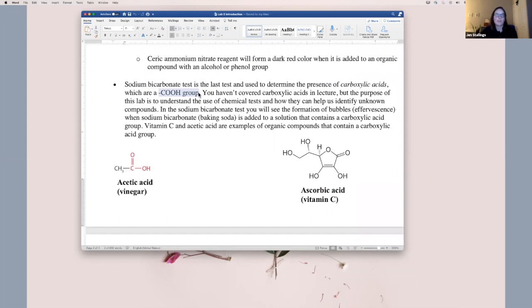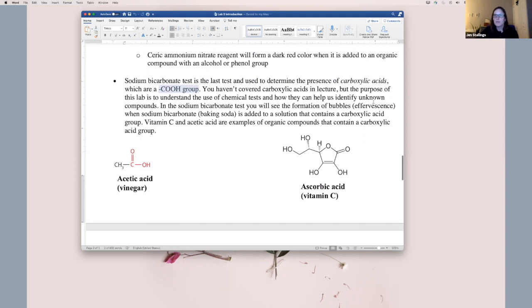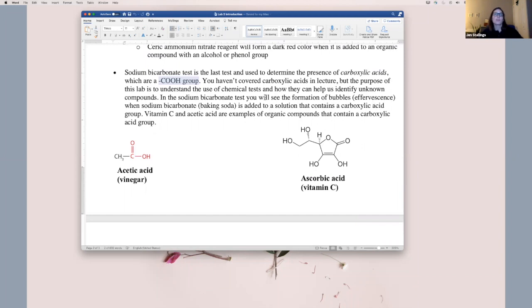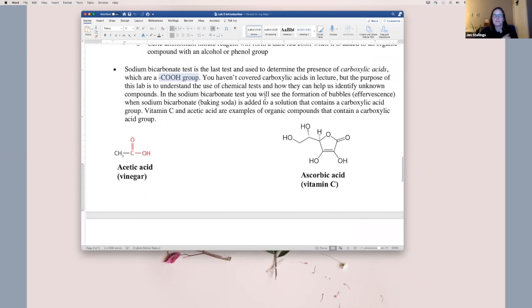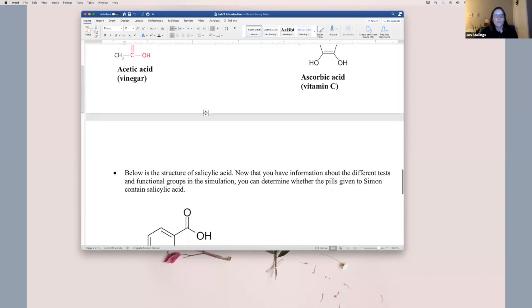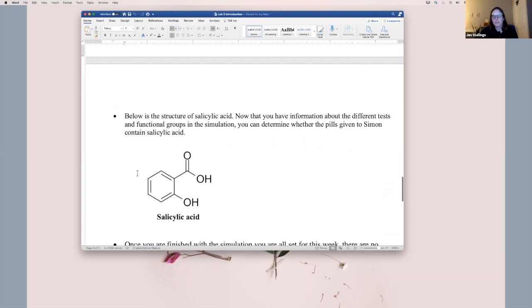Anyway, just know that the COOH group is a carboxylic acid. In the sodium bicarbonate test, you're going to see bubbles forming. When those bubbles form, you know that there is a carboxylic acid present in the compound. So here is the salicylic acid. That is what you're testing for. Yeah, this is a carboxylic acid here. See the C double bonded to an O and then to an OH. So the OH is attached to the C, and then the C is attached to a double bonded O.